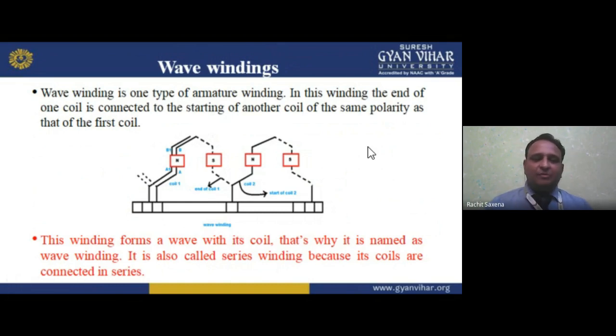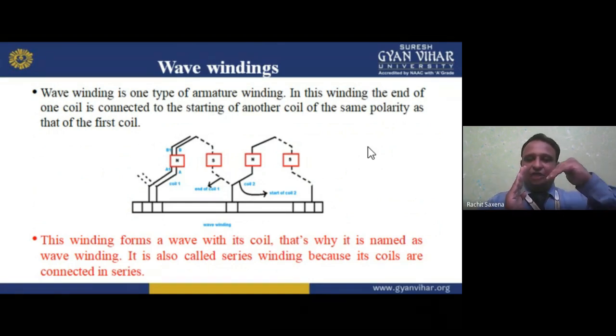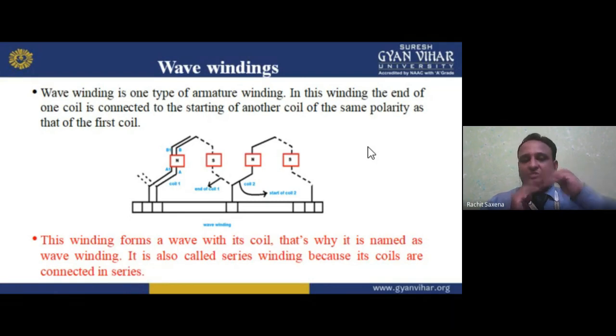Wave winding is one type of armature winding. In this winding, the end of one coil is connected to the starting of another coil of the same polarity. Which polarity? The same polarity as that of the first coil. Now I'm connecting the ending of this coil with the starting of the second coil, so the same polarity will be there. No negative polarity, the same polarity. I hope you understand.